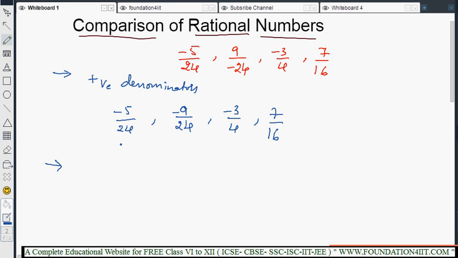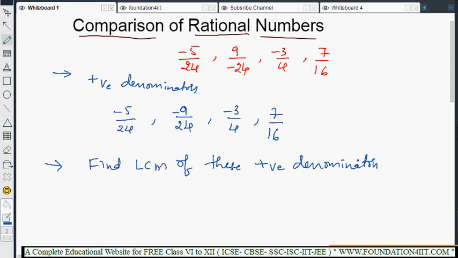Now step 2: find the LCM of these positive denominators. You studied LCM in earlier classes. Let us find the LCM of these positive denominators, that is 24, 24, 4 and 16.